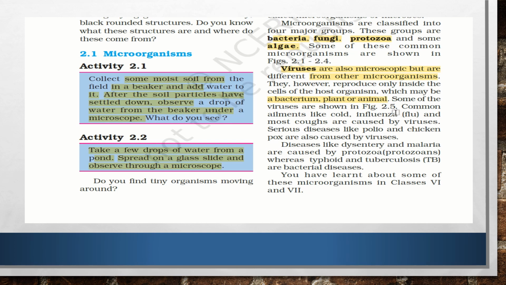Now some common ailments like viral diseases like cold, influenza, coughs are caused by viruses. There are several diseases like polio and chickenpox, and they are also caused by virus. They are not caused by bacteria or any other organism. Diseases like dysentery and malaria are caused by protozoans, while typhoid and tuberculosis are caused by bacteria, or they are bacterial diseases. Some of these microorganisms you have already studied in 6th and 7th.